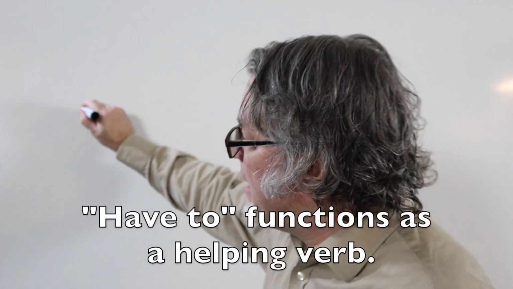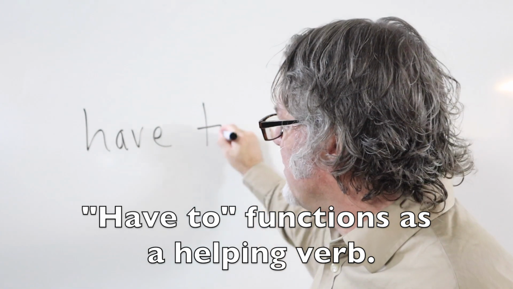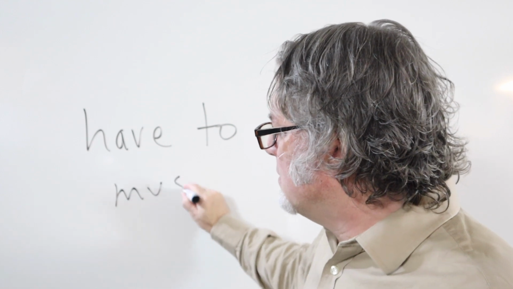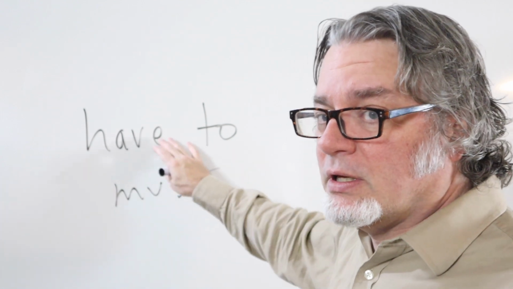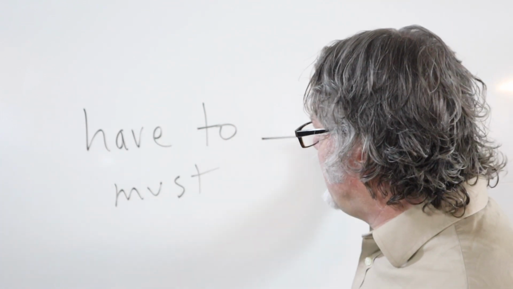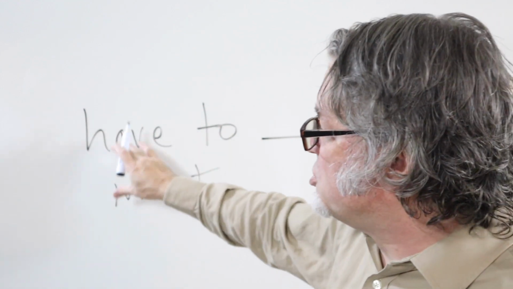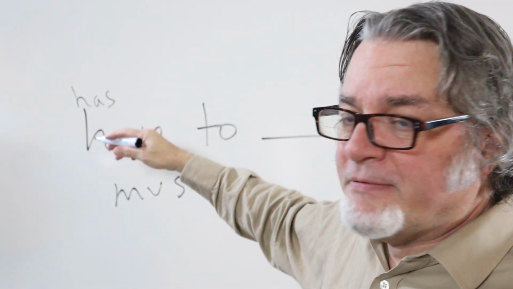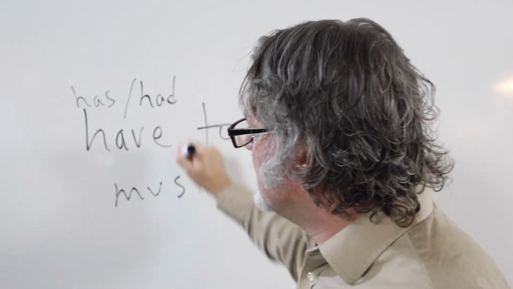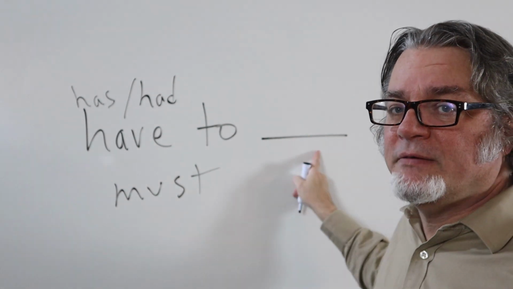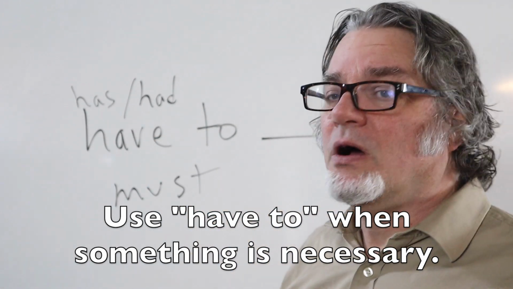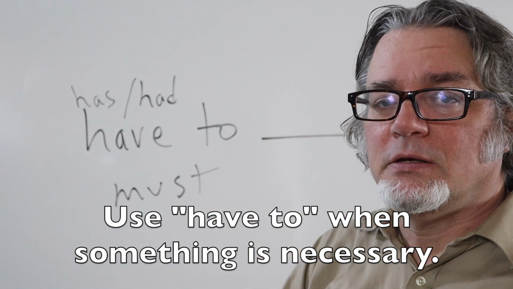Have to functions as a helping verb. It's really similar to a modal verb like must. But you'll hear this frequently. And then the main verb here, this can change. It might be has, depending on the subject. If it's the past, it would be had, and then to, and then the main verb in the simple form. Use have to when something is necessary.